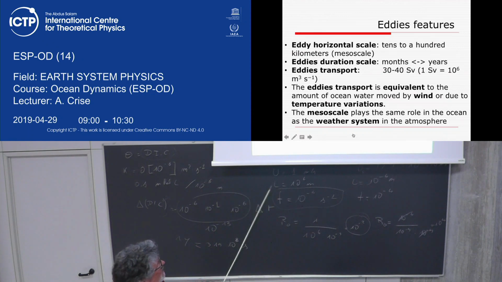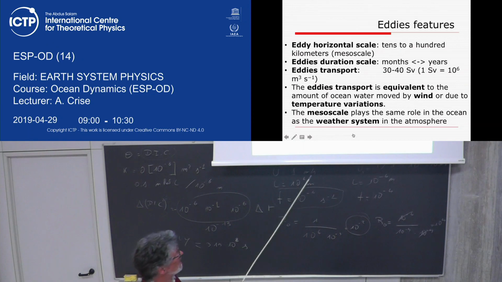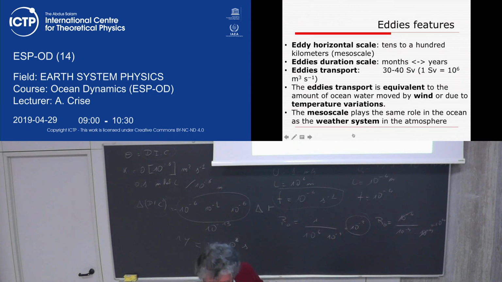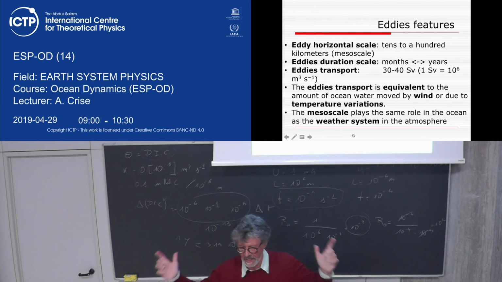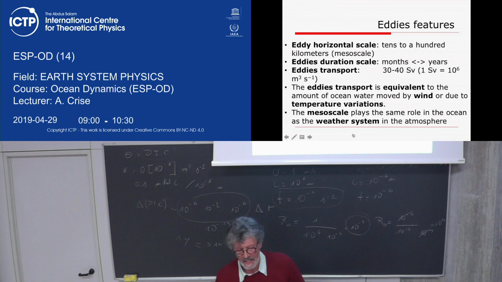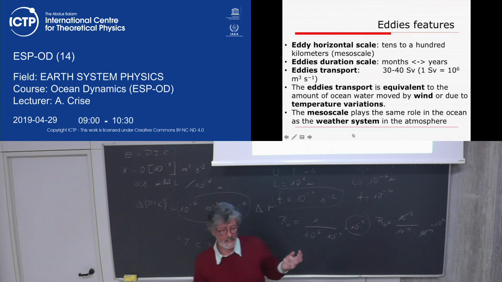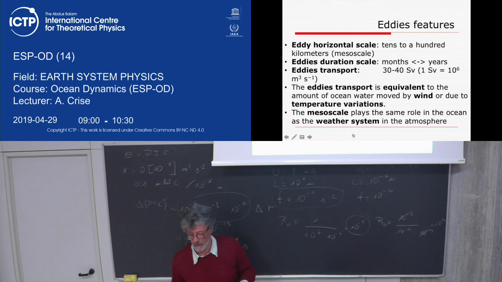And we call mesoscale the weather of the ocean. Essentially, it has the same role but at different scales. You know, atmospheric mesoscale is 1,000 kilometers, and the time scale is much faster compared to the ocean because of the different density between atmosphere and ocean. But conceptually, the role is the same.